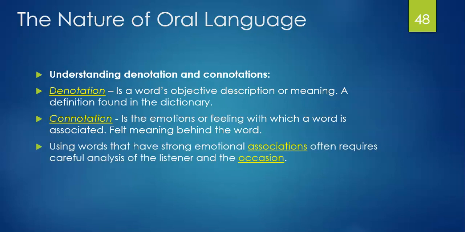Using words that have strong emotional associations often requires careful analysis of the listener and the occasion. Real quick with denotation and connotation. Denotation is the definition of the word from the dictionary. Connotation is how the word makes you feel. So I can say, how are you doing today? You say, I'm doing cool. It doesn't mean you're cold. It means you're doing great. You're having a good day. Denotatively. Connotatively, it means you're having an easy day.